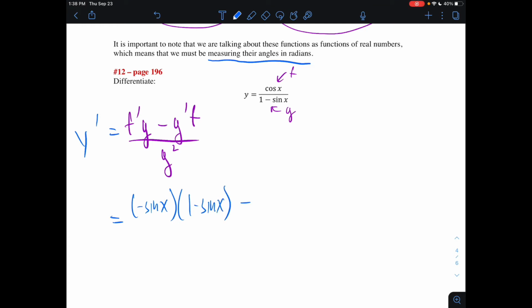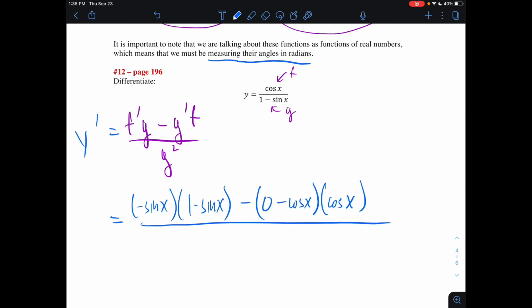G prime will be the derivative of 1, which is 0, minus the derivative of sine x, which is cosine x. And then we multiply that by f, which is the numerator, cosine x. And we divide all of this by the denominator, 1 minus sine x, quantity squared.